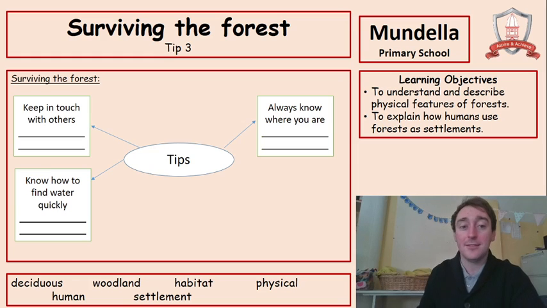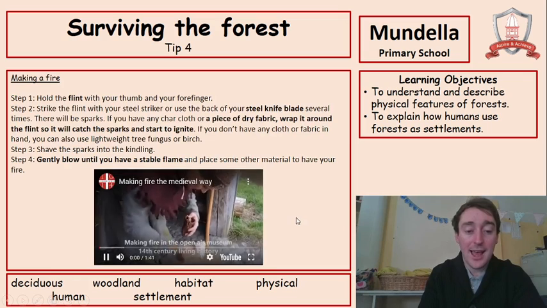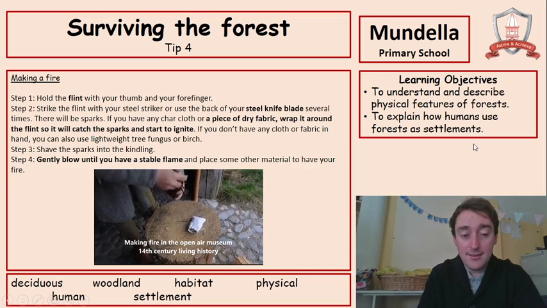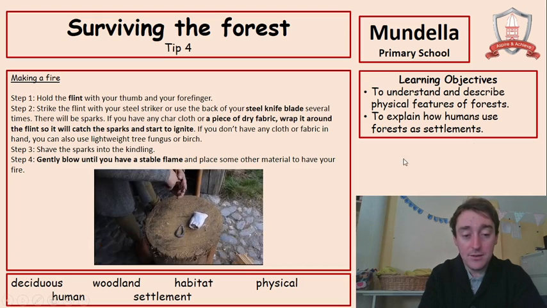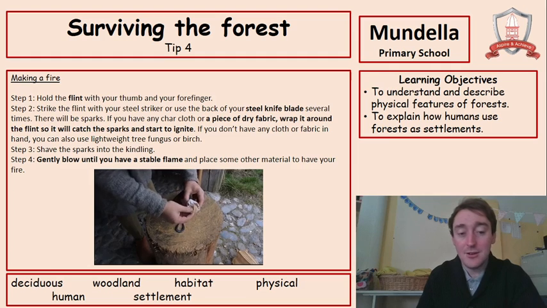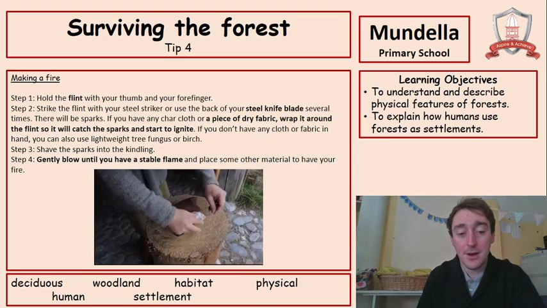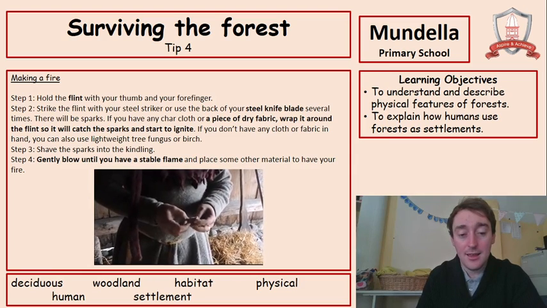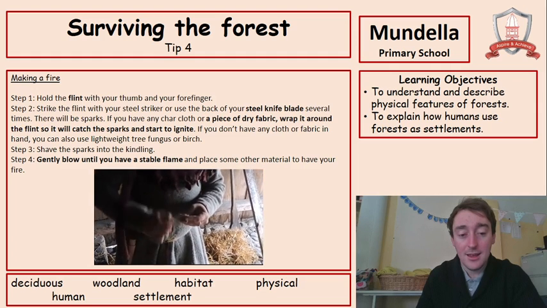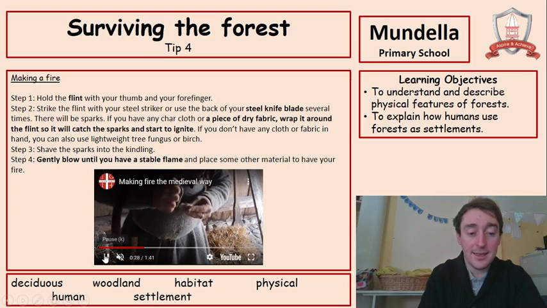Tip 4, making a fire. Let's have a look at this video. There we are. So here's a man making a fire. He's got a few different tools here, and it's a lot more difficult back then to make than it was now. We'll just wait for the first sparks. And he's got some flint, some hay, and it takes a lot of effort. Look, but there we are. He's starting to make it.